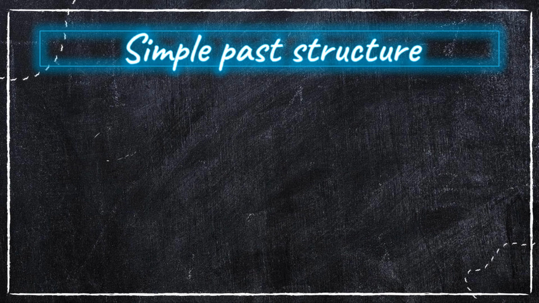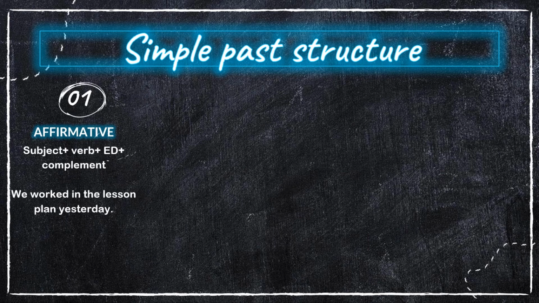Okay, then we have simple past structure. And the first one is the affirmative form. Subject plus verb plus ed plus complement. We worked on the lesson plan yesterday. So here you have the subject, the verb with ed, and also the complement.